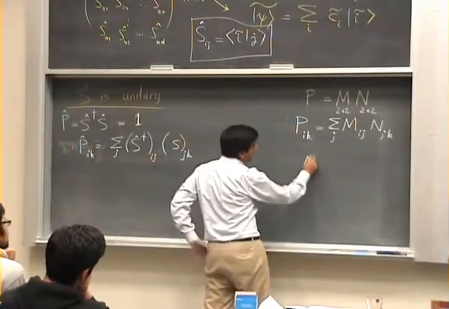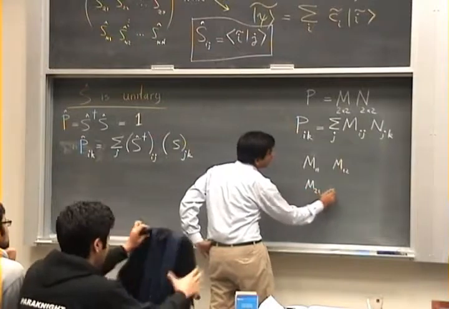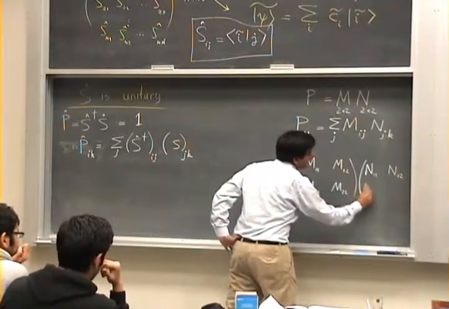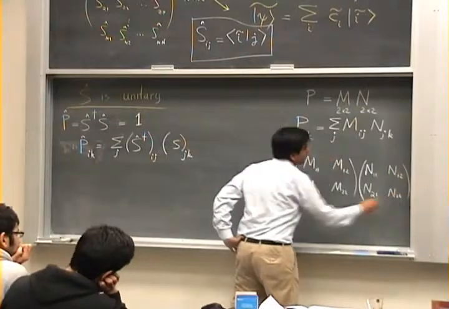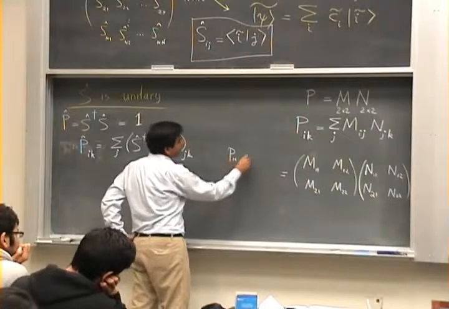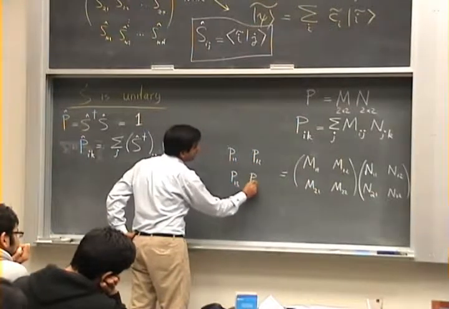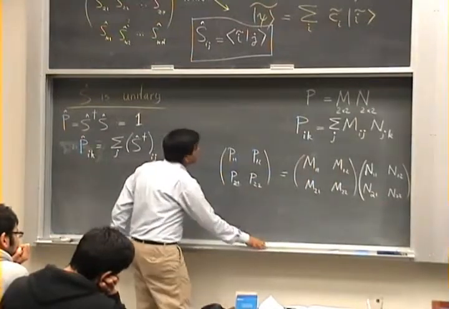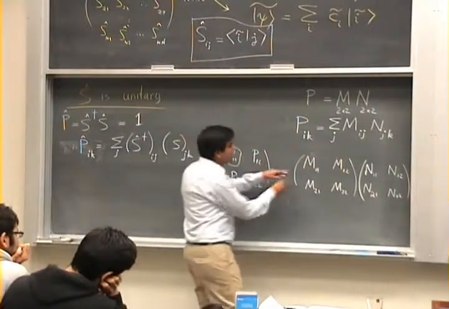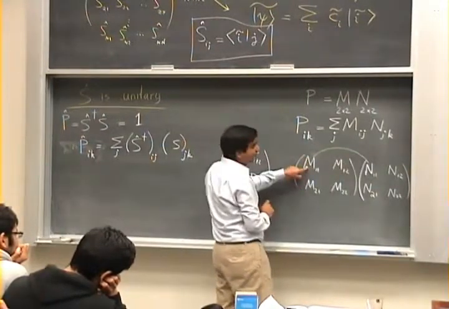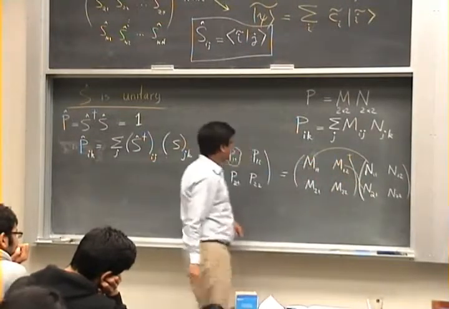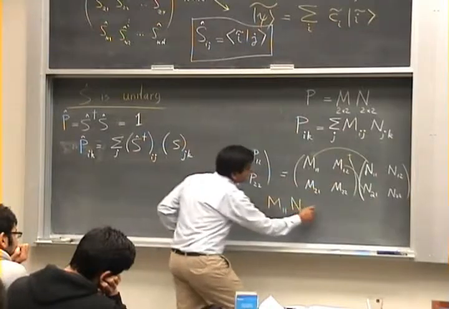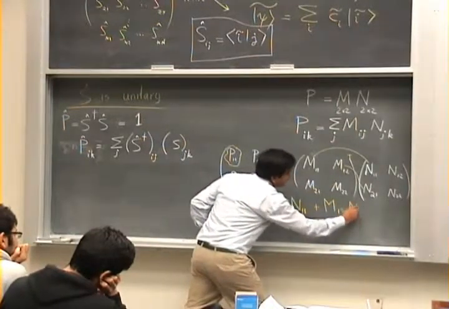The elements of M are M11, M12, M21, M22, and the elements of N are N11, N12, N21, N22. My product is a matrix P with elements P11, P12, P21, P22. Now what is this element equal to? This element is equal to M11 being multiplied by this, plus M12 being multiplied by this. So P11 is just equal to M11 N11 plus M12 multiplied by N21.